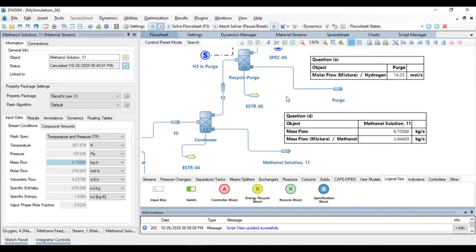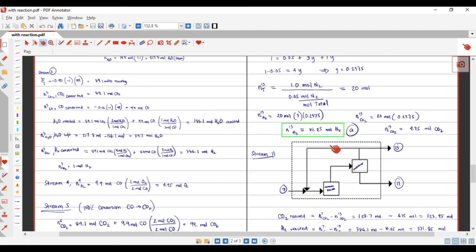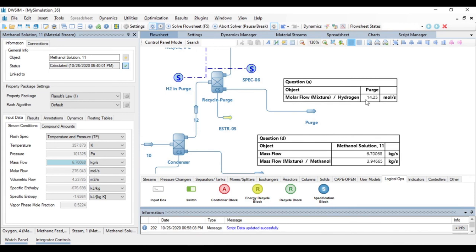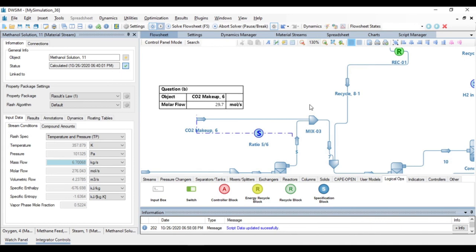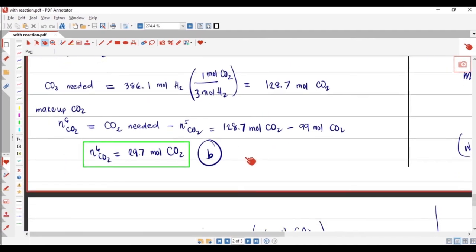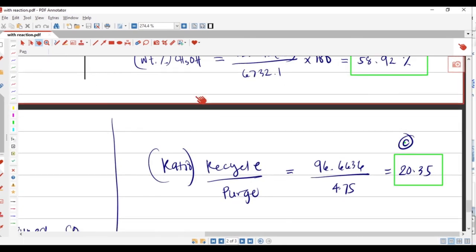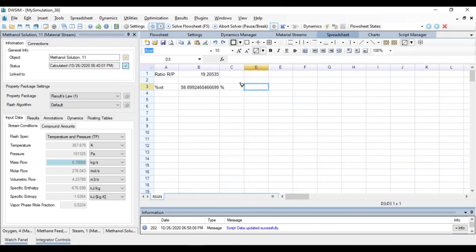And now we will compare this to what we have calculated manually. So this is it. In letter A, the amount of H2 in purge, we have calculated 14.25. In DWSIM, it is also 14.25. In question B, the CO2 makeup or the CO2 required, it is 29.7 in the DWSIM. Also in what we have calculated manually, it is 29.7. And in letter C, the recycle to purge. So in the manual solution, it is 20.35. In DWSIM, it is 19.20.